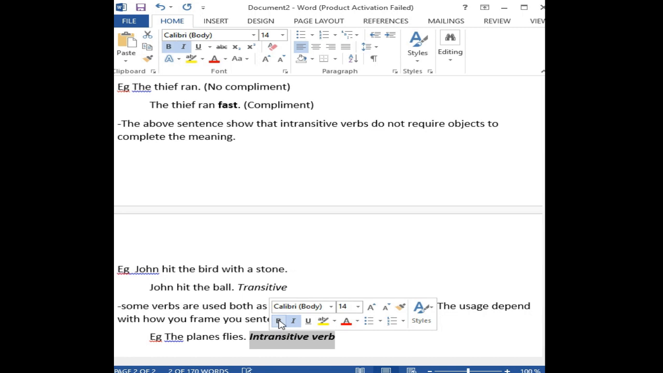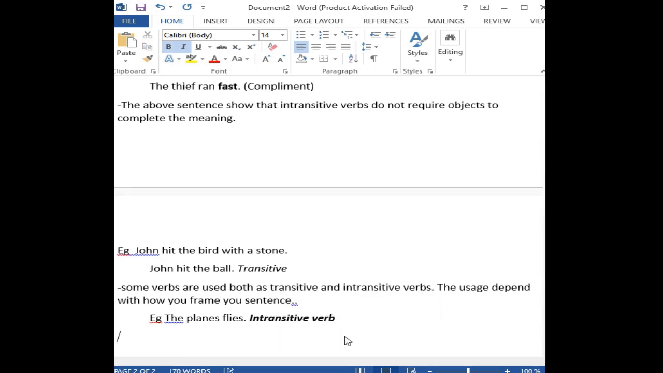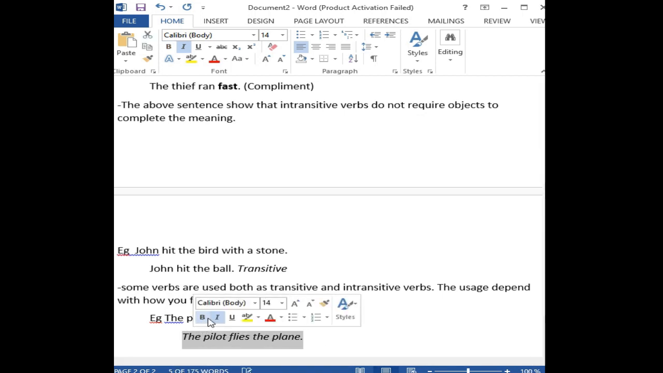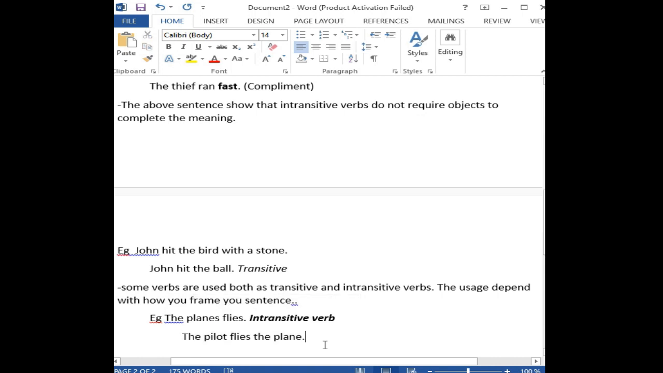But we can also use the same verb in a transitive way by saying that the pilot flies the plane. So here we can say the pilot flies the plane, and in that instance this verb flies changes from being used intransitively to being used transitively.